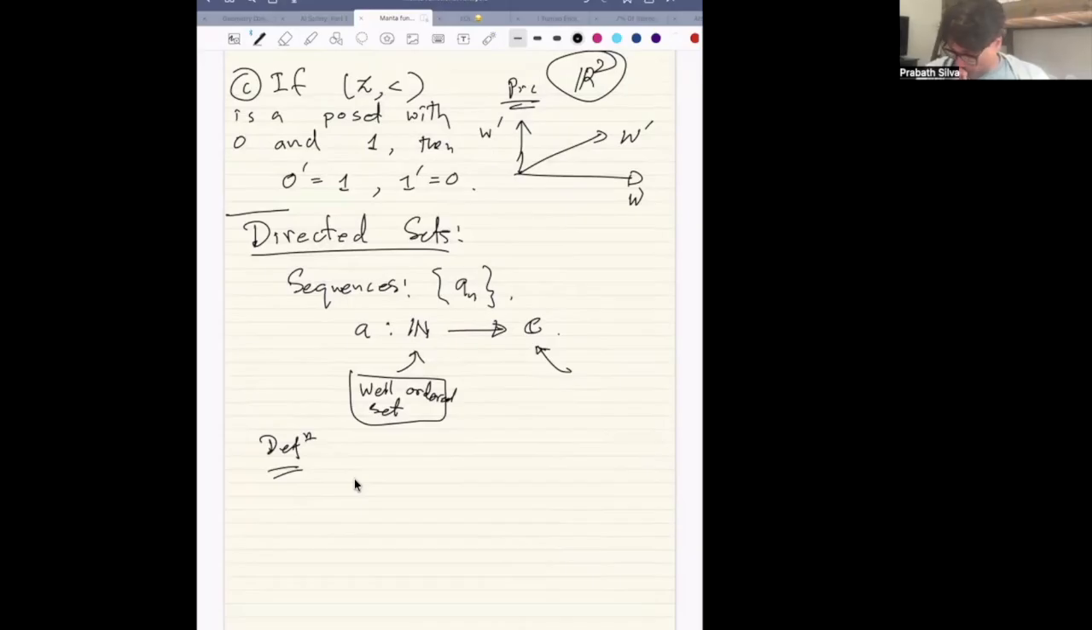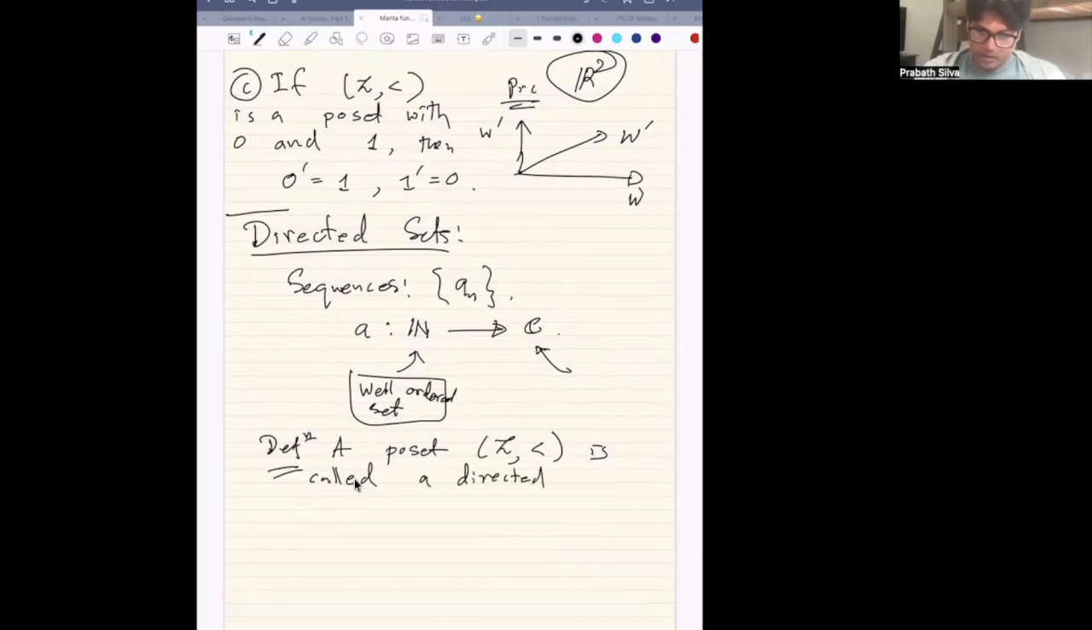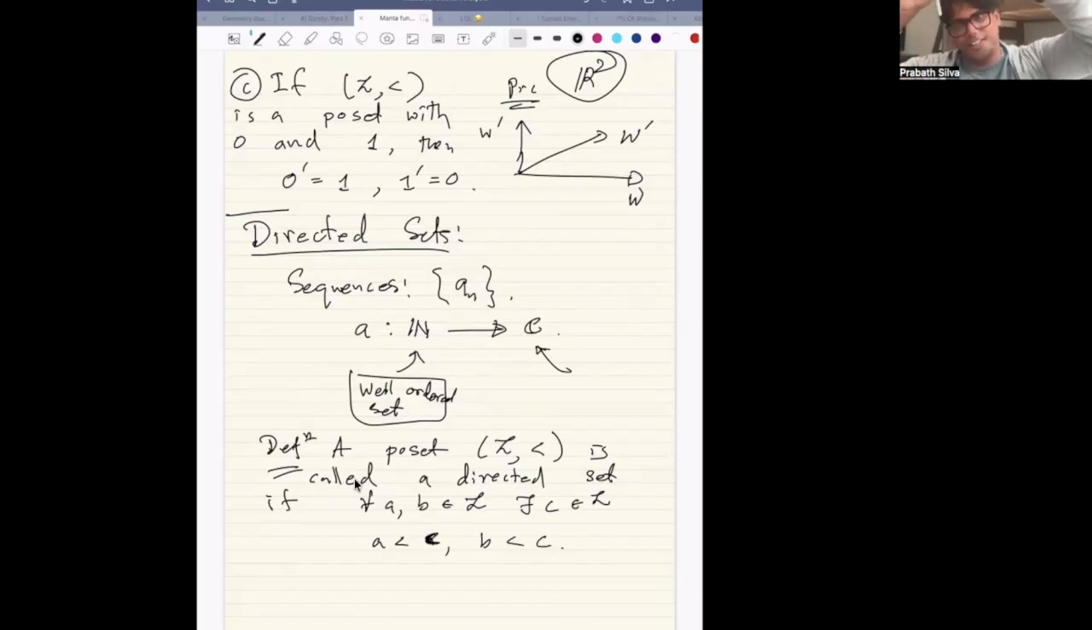So the definition: a partially ordered set is called a directed set if for all A, B in L, there exists a C in L such that C is bigger than A and B. So doesn't matter where you are, you can always find a bigger element.